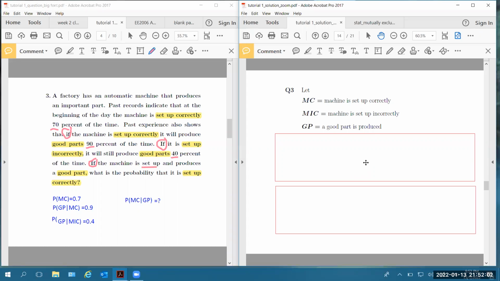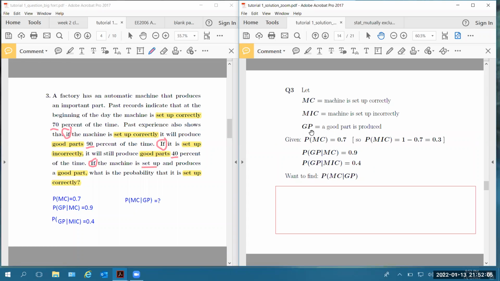Okay, so this is what we have. We are given this one. You see all these are recorded here, right? So this is what we have, and you want to find this. By the way, because here probability of MC is 0.7, we also know that probability of MIC is, because this is the opposite of machine set up correctly, right? This one is machine set up incorrectly. So it's the complementary event of this. So it's 1 minus 0.7, so it's 0.3. So this part is okay, right? All right, so you want to find this.